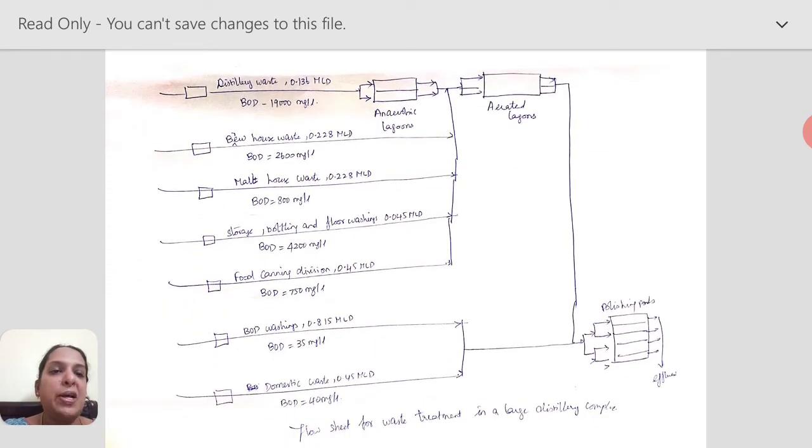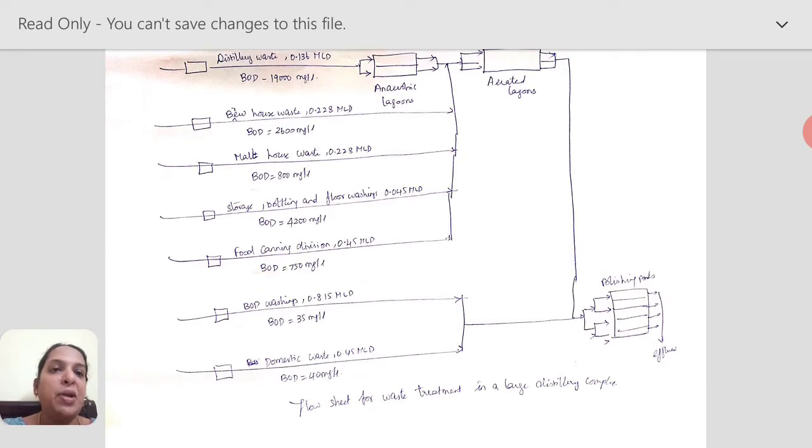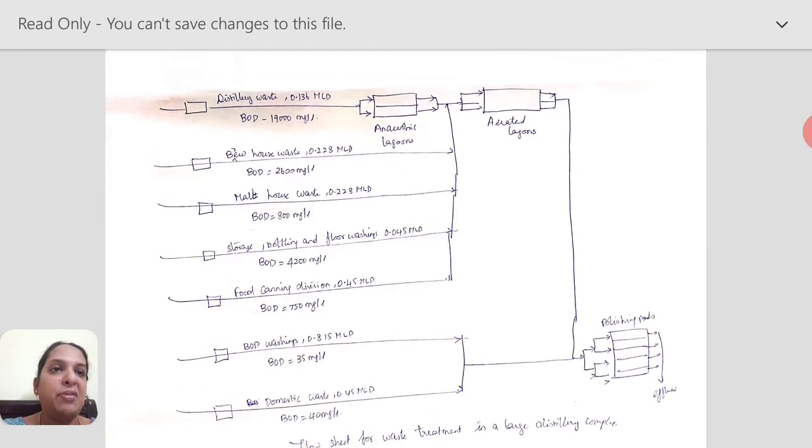So this is the treatment given in a large distillery complex. You could see that different wastes originate here. You can have distillery waste, or if it is a brewing industry, you will have brew house waste. If it is a malting industry, it will have malt house waste, as well as storage, bottling and floor washings. And if there is a food canning division, that wastewater will be there. BOD washings or domestic waste will be taken separately to the polishing pond, and then finally to the effluent.